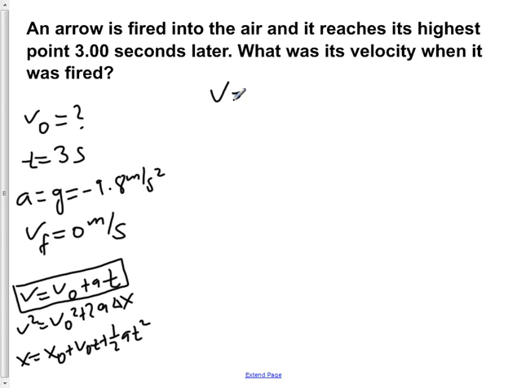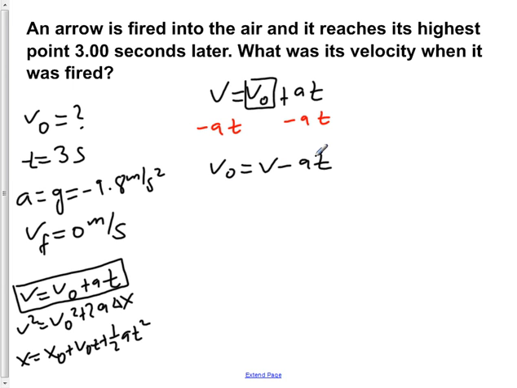So we're going to rewrite our equation, v equals v0 plus at. Now the thing that we're trying to solve for is v0, so we want to get that alone. So we're going to subtract at from both sides. That will leave us with v0 is equal to v minus at.